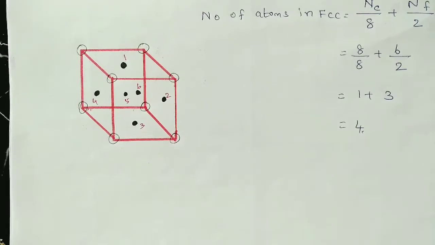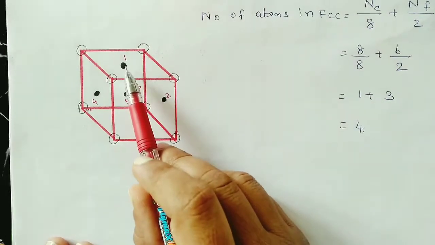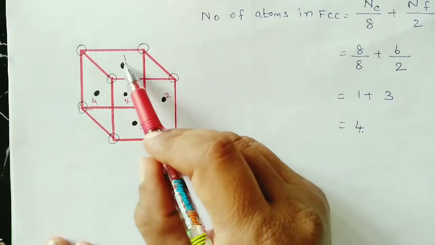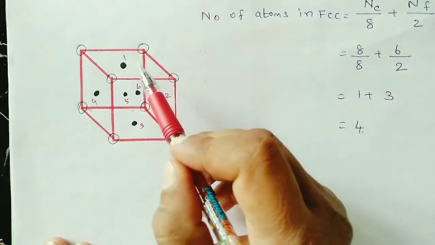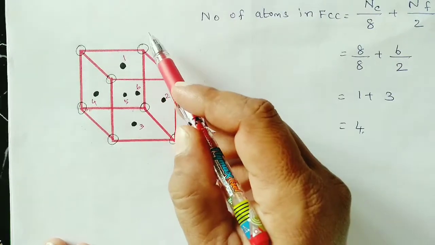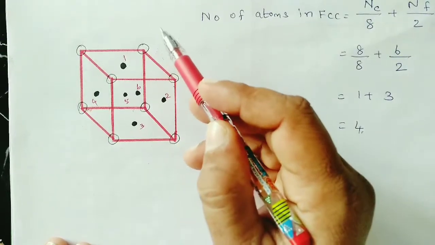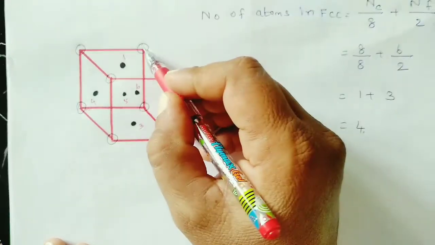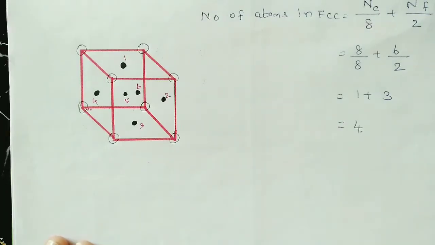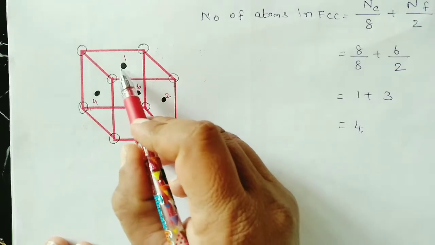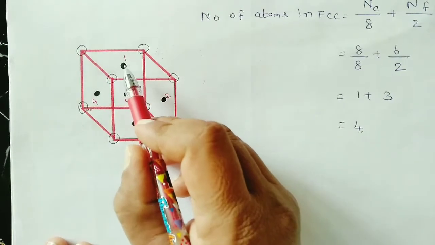These face centered atoms are shared with 2 unit cells. We already know that the corner atom is shared by neighboring unit cells as 1 divided by 8, that is, 8 unit cells share a corner atom, and 1 unit cell owns the body centered atom. Here in the case of face centered, each face centered atom is shared by 2 unit cells.